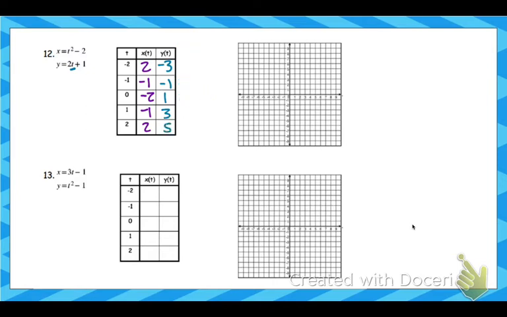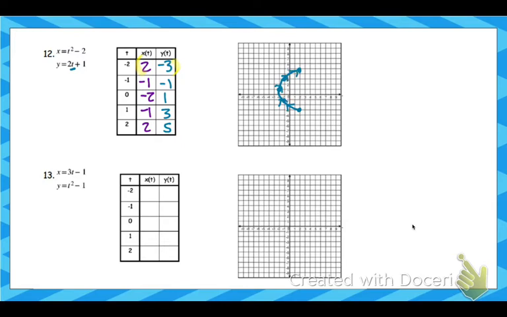So once we have those points, let's plot those coordinates. So 2, -3 is the first point to plot. And again, pay attention to the order here. -1, -1, -2, 1, -1, 3, and 2, 5. So this is the direction that I'm moving. So that is the direction I'm going to show with my arrows.